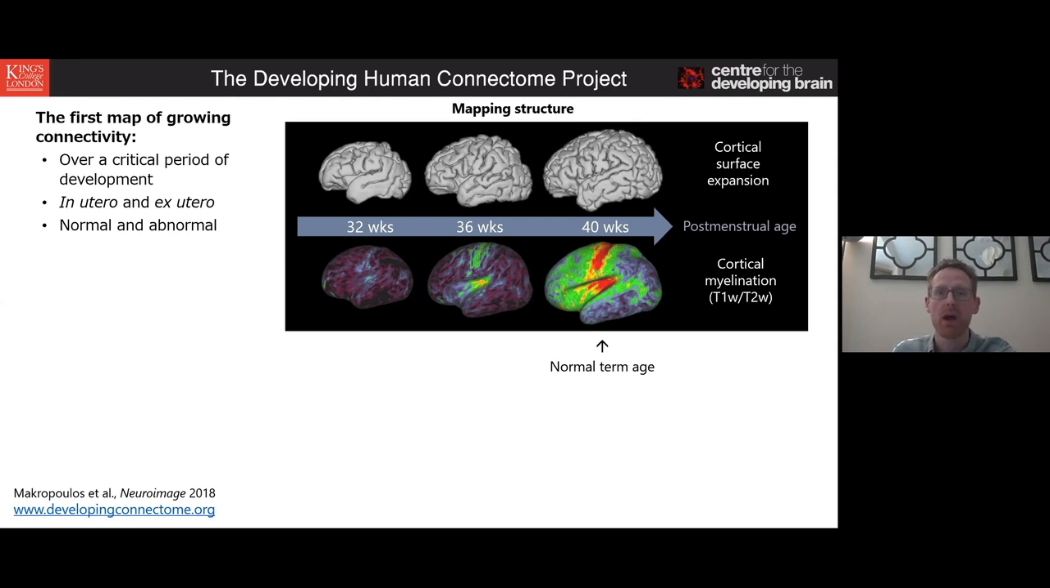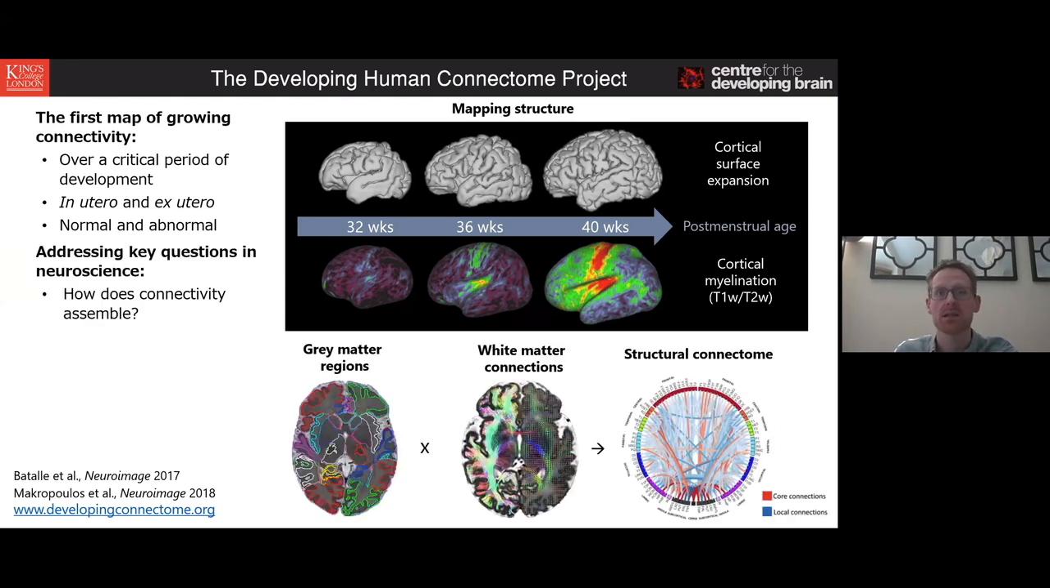For example, here we show rapid cortical expansion and myelination in infants scanned after birth from 32 to 40 weeks of postmenstrual age. Many of the subjects are also scanned before birth, as Sian Wilson showed us in her talk earlier in this session. This data is provided as an open source repository for researchers around the world to use as an atlas of normal and abnormal variation in the developing brain to address key questions such as how and when does connectivity assemble in the brain?